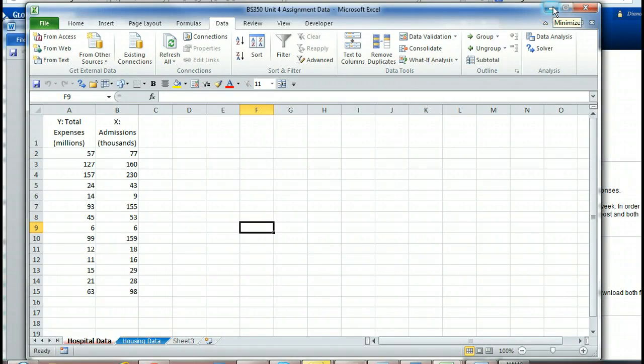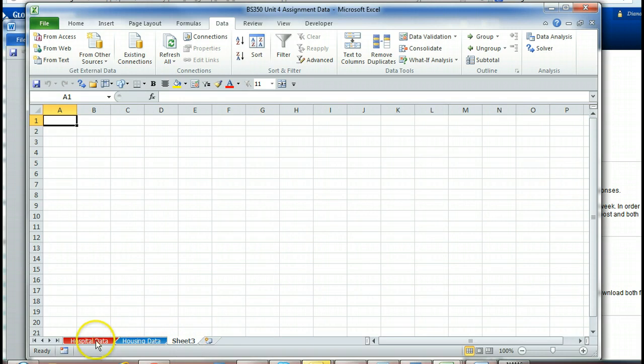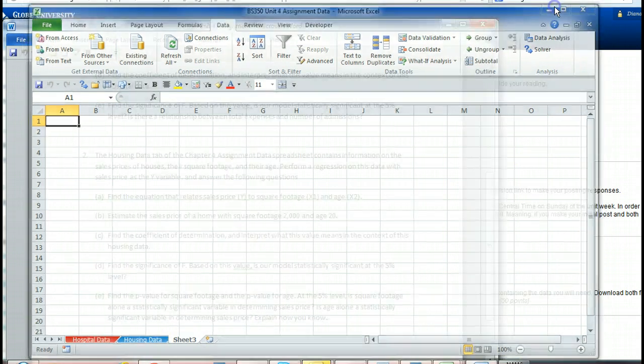You just got those two problems. Remember, write your actual answers to the questions in the Word file. And also turn in this Excel spreadsheet with your regression analysis. Once you hit regression analysis, you're going to get additional sheets pop up with the regression data. So go ahead and save that file and turn it in also.